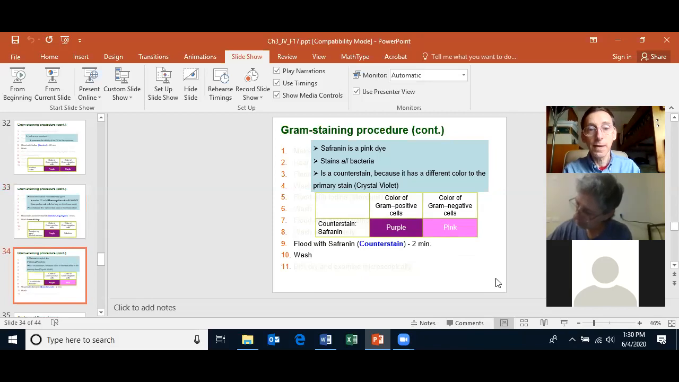Safranin is a pink dye and it stains all bacteria. We use it as a counter stain because it has a different color from the primary stain, the crystal violet. And we're using it after we've already used the crystal violet. We flood the safranin for 1 to 2 minutes, and that'll color the gram-negative cells pink, and the gram-positive cells remain purple. Any questions about that?